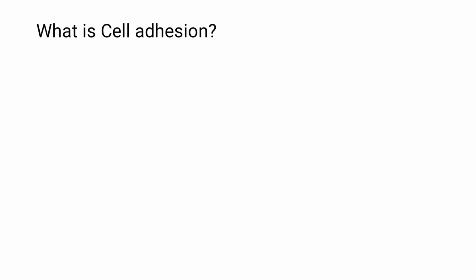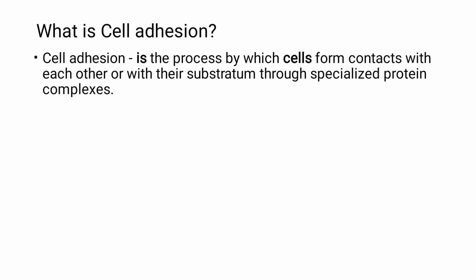So let's proceed to cell adhesion. What is cell adhesion? Cell adhesion is the process by which cells form contacts with each other or with their substratum through specialized protein complexes. So, to form an anchoring junction, cells must first adhere. A bulky cytoskeletal apparatus must then be assembled around the molecules that directly mediate the adhesion. The result is a well-defined structure, a desmosome, a hemidesmosome, a focal adhesion, or an adherens junction that is easily identified in the electron microscope.